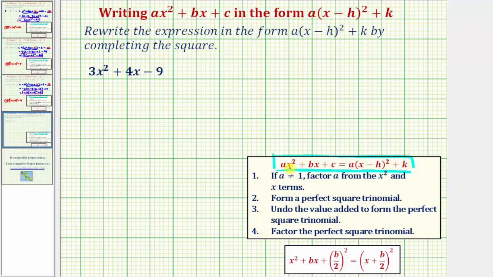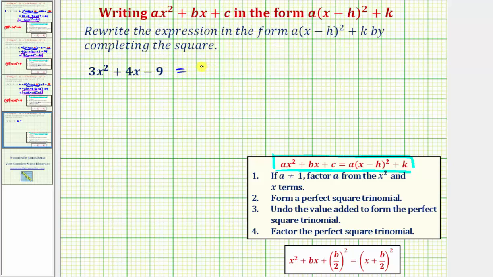Step 1, if a, the coefficient of the degree 2 term, doesn't equal 1, we want to factor a from the x squared and x terms, or the degree 2 and degree 1 terms. Notice in our expression, a is equal to positive 3, which means we want to factor 3 from 3x squared plus 4x, which is a little bit more challenging because notice how 3 is not a factor of 4x, but we can still do it.